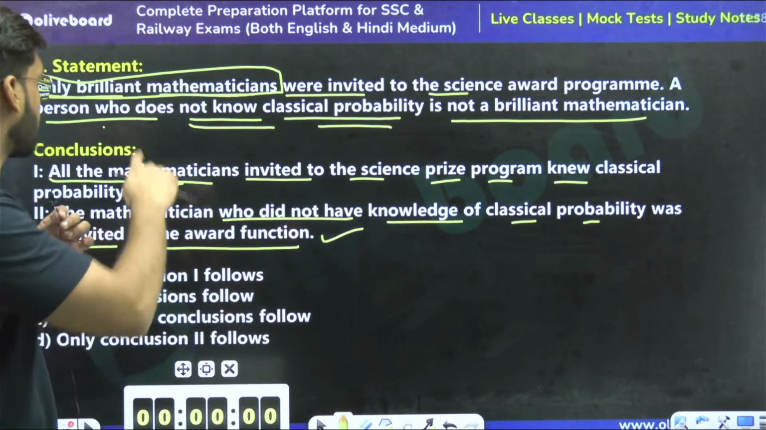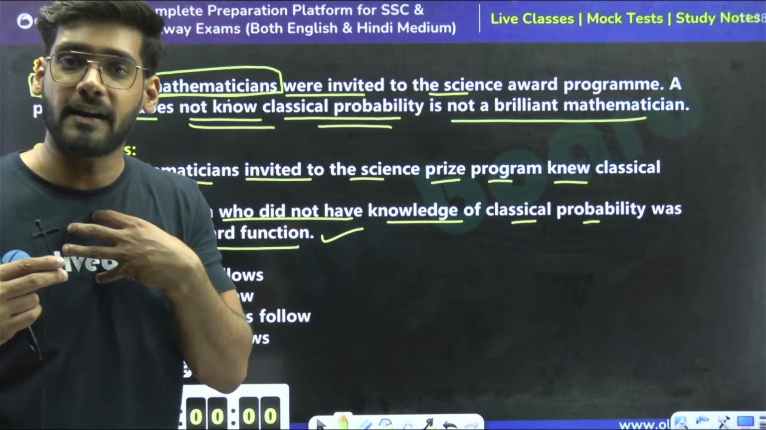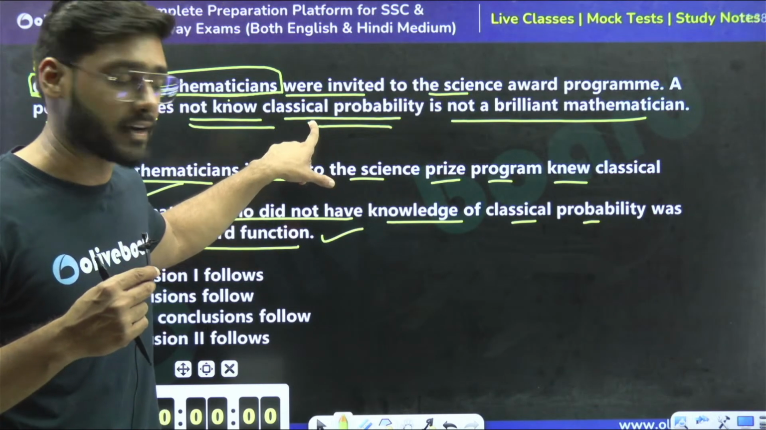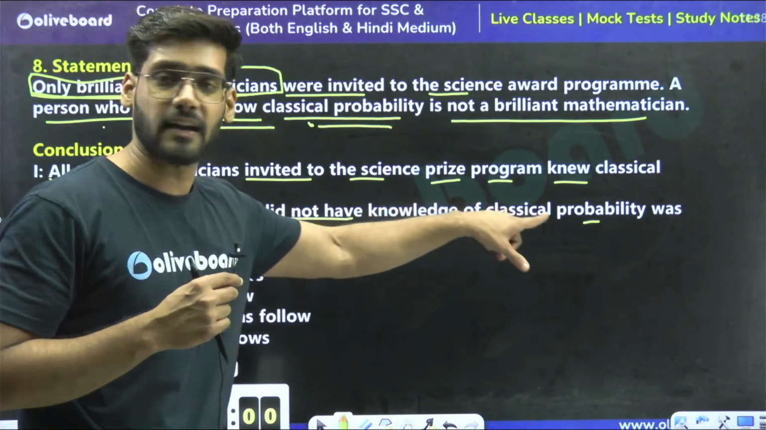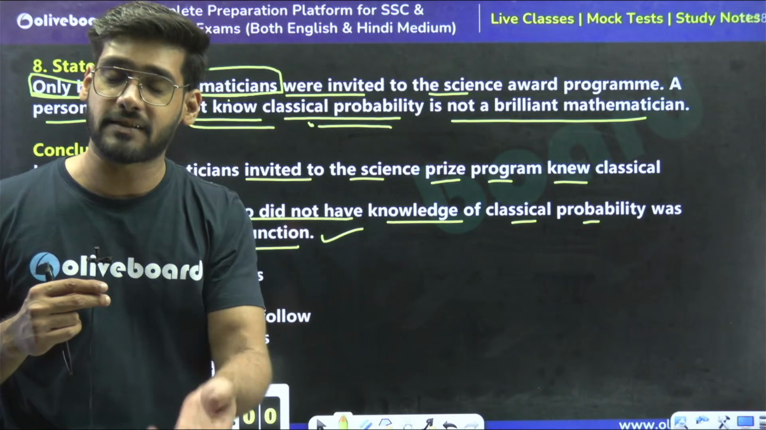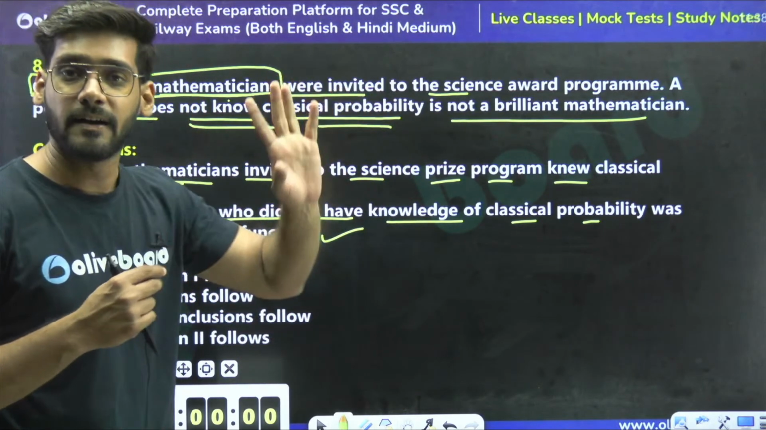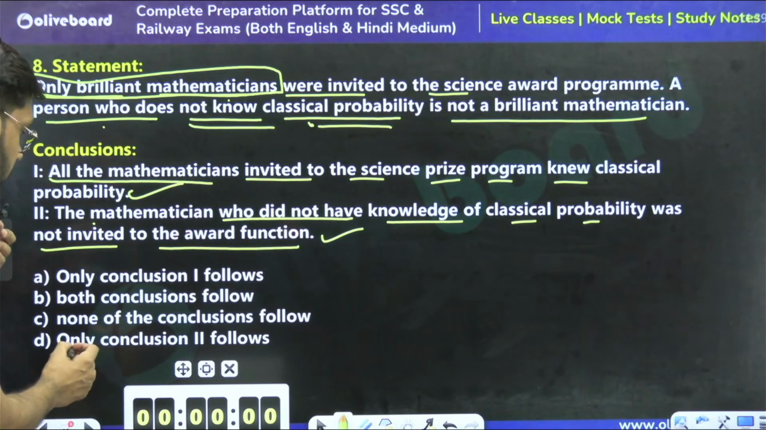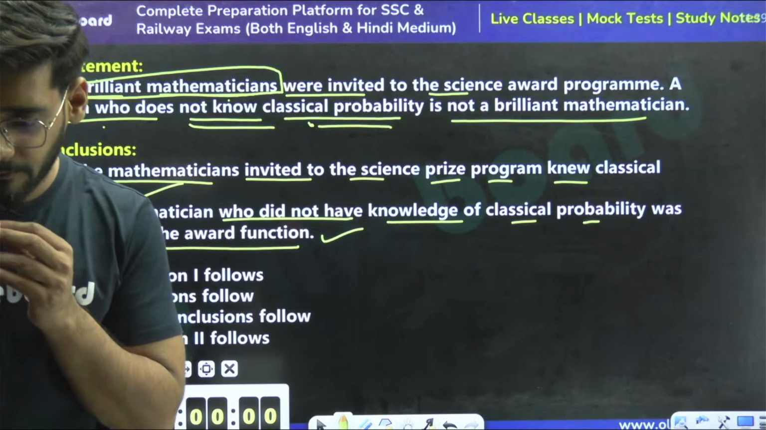Why? Because it is given only brilliant mathematicians were invited. And what it requires to become a brilliant mathematician is knowledge of classical probability. So conclusion number 2 is saying the mathematicians who do not have knowledge of classical probability are not brilliant mathematicians. If they are not brilliant mathematicians, then they will not be invited, because it is given in the first line. So both are true. Answer is both follow, option number B.